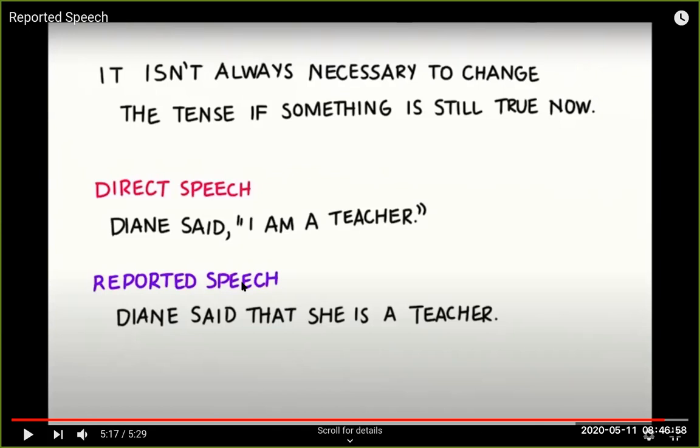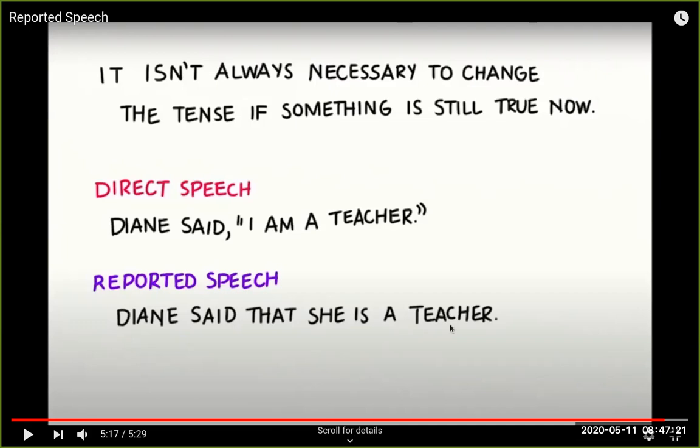And again, what they're saying here simply is when it's something that is still continuous in the present, still going on and still true currently, then you can also keep the same verb tense. Diane said that she is a teacher. That is, she said it in the past, but it's still applicable. It still applies today. She still is a teacher.